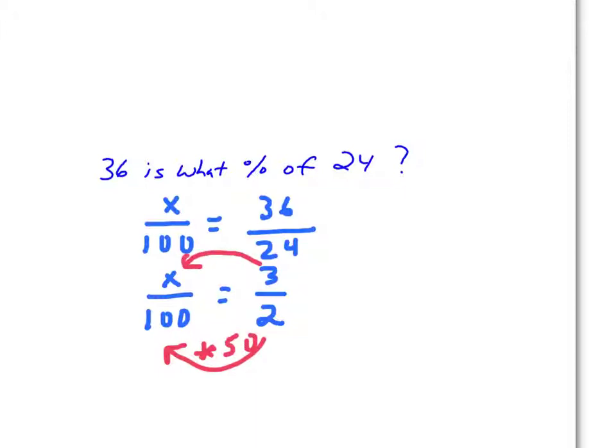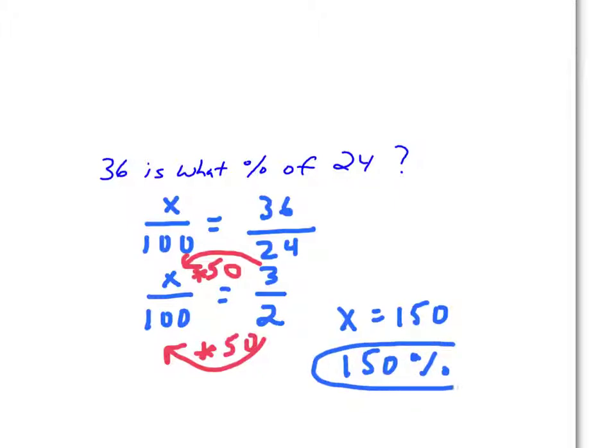So 3 times 50. This is the first one to exceed 100%, but that's the case here. So x equals 150, but we're going to say 150%. Since 36 is bigger than 24, it's more than 100%.